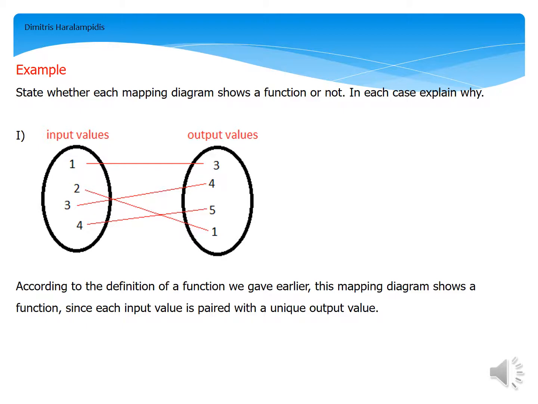Example: state whether each mapping diagram shows a function or not. In each case, explain why. So we'll begin with the first mapping diagram, the one in front of us. We can see that 1 is related to 3, 2 related to 1, 3 to 4, and 4 to 5 respectively. So, according to the definition of a function we gave earlier, this mapping diagram shows a function since each input value is paired with a unique output value.